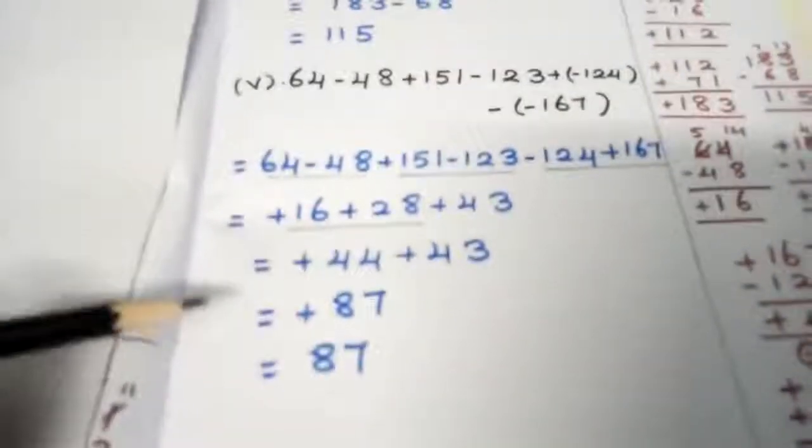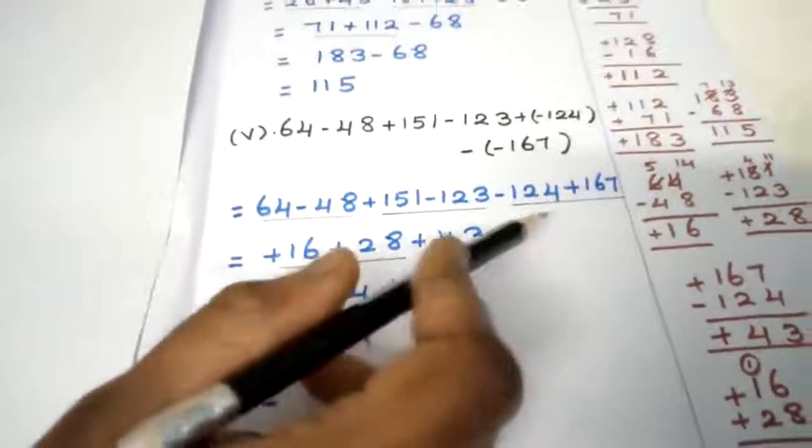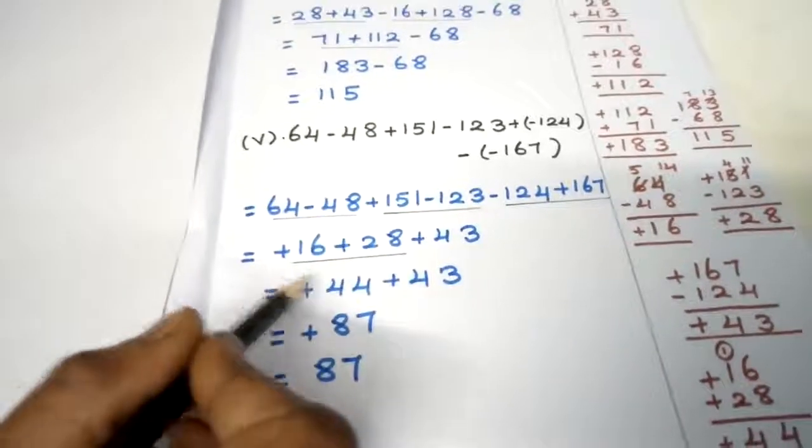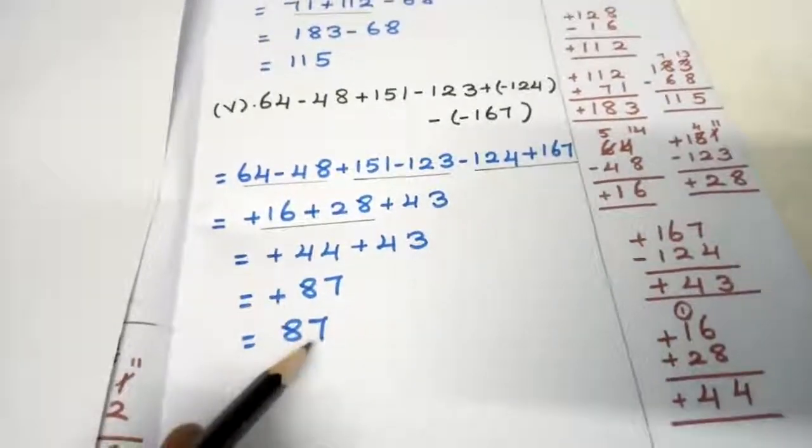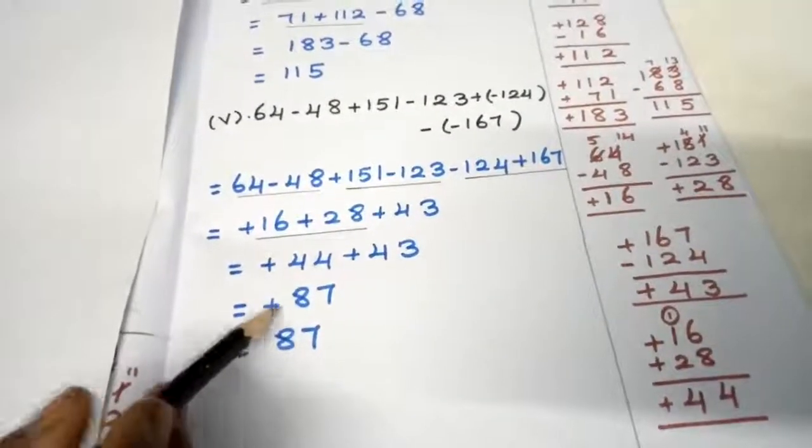And same way you are going to try the calculation here, students. Here I am just pairing two values. I am reducing the values, then I am getting the answer. Plus 87 can also be written as 87. Both the answers are correct.